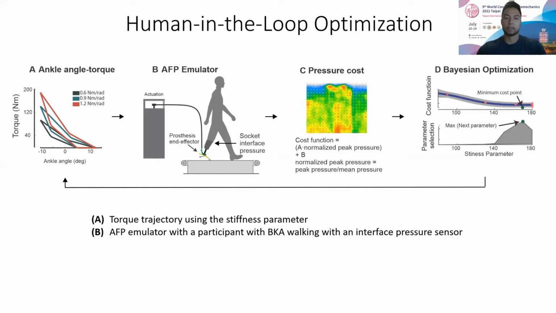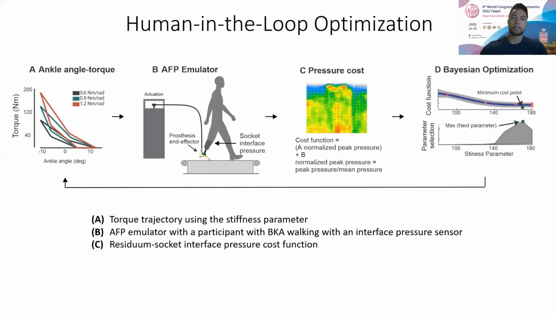For subfigure B, the AFP emulator with a participant with below knee amputation walking with an interface pressure sensor. You can see in this subfigure that we have an off-board actuation system, meaning there's an actuator off-board and our end effector is tethered, in the sense that a tether connects to this actuation system. Also depicted is the socket interface pressure. Again, the pressure sensors are fitted within this residuum socket.